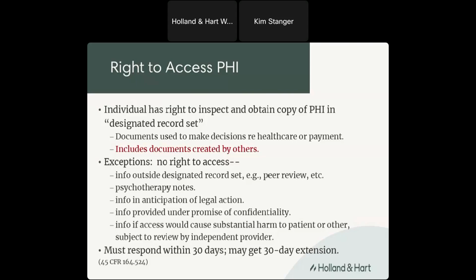A patient also has a right to access their protected health information. This is a big one. The government is actively enforcing this. So the patient generally has a right to inspect or obtain a copy of the protected health information, but not all their information, only their information in a designated record set. A designated record set is basically the information that's used to make decisions about a patient's payment or treatment decisions. Now, there are certain exceptions. You may deny a patient access to that information if that information is outside the designated record set.